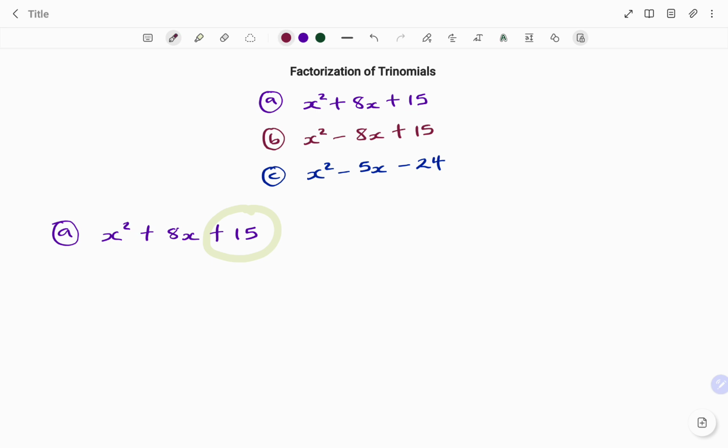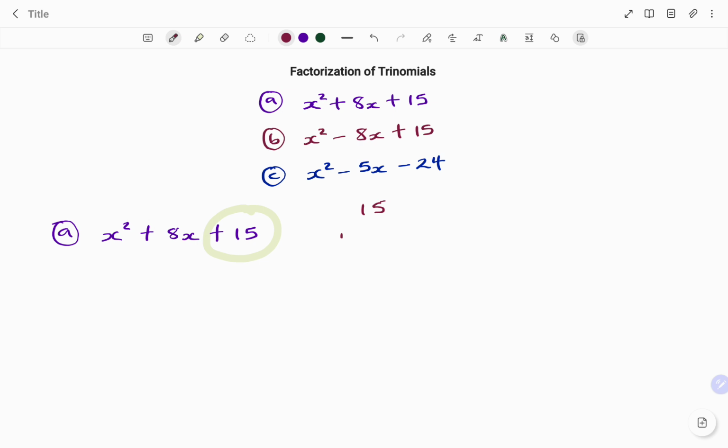Now we need factors of 15 that will give us the middle term, which is positive 8x. So what happens is, if the third term of the trinomial is positive, and in this case we have positive 15, then we use the sum of the factors of the third term to give us the middle number. What I mean is, I'm looking for factors of 15.